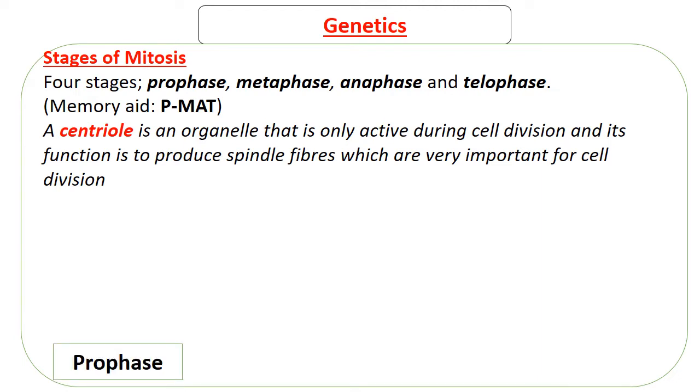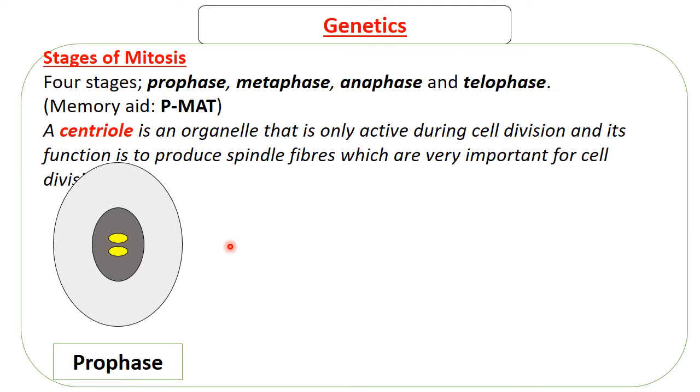In the first stage called prophase, here is what happens. First, this is the cell, this is the nucleus. Of course, it has the nuclear membrane and the nucleus in the center. Inside the nucleus, that's where the centrioles are. So these are the two centrioles. They become active only when cell division is about to happen. So what happens during prophase? These two will migrate to the opposite poles of the cell. The poles of the cell are these two ends of the cell.